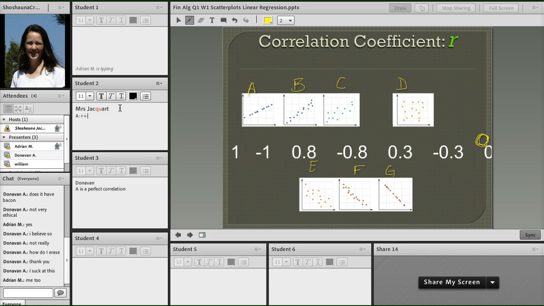A is a perfect correlation. What kind of perfect though? Perfect positive, perfect negative. Perfect negative. A. What kind of slope is it? So positive. Yeah, so it's also going to be good. If it's a positive slope, it's a positive correlation. So I'm going to put equals 1.